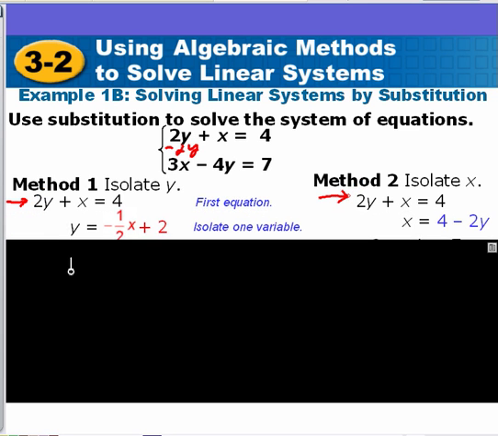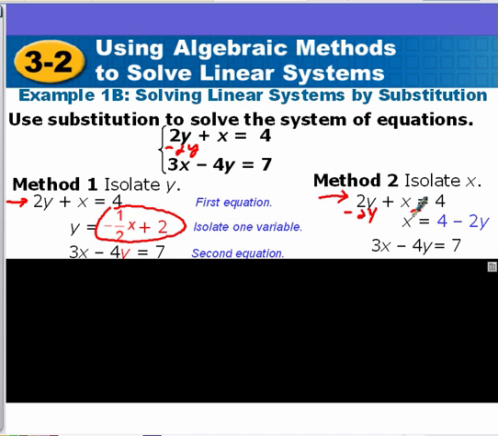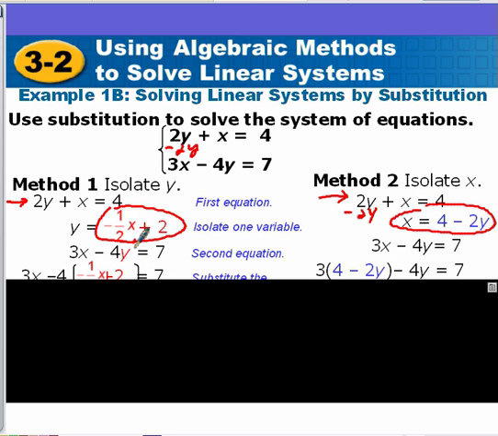To isolate y, we're going to subtract x from both sides and divide by 2. And that gives us y is equal to negative 1/2 x plus 2. As I said up here, to isolate for x, I just subtract negative 2y from both sides, and I have x is equal to 4 minus 2y. And now I'm going to take my second equation and plug in my substituted variable. So in this case, I'm going to plug this in for y. In the second method, I'm going to plug this in for x.